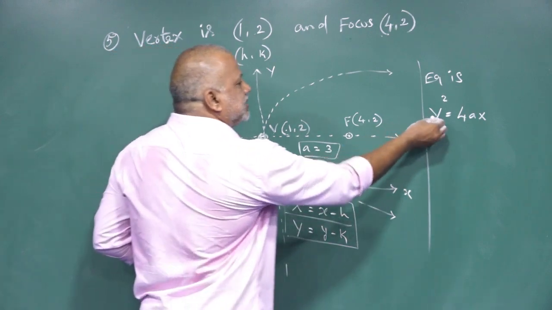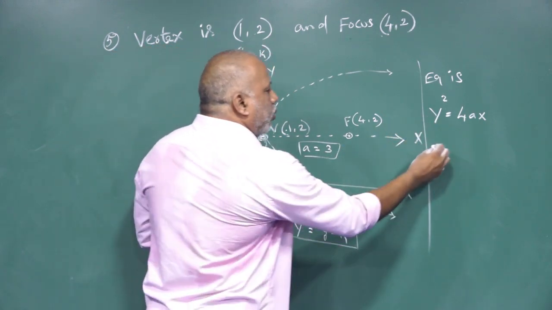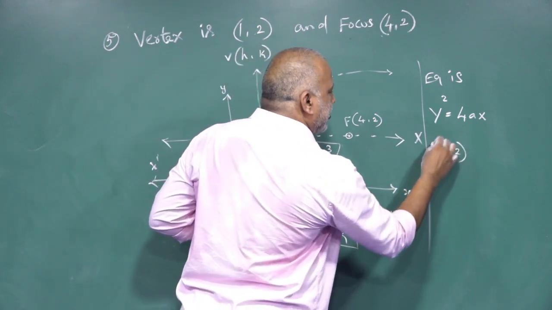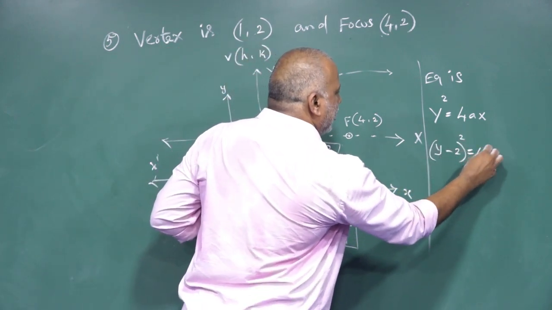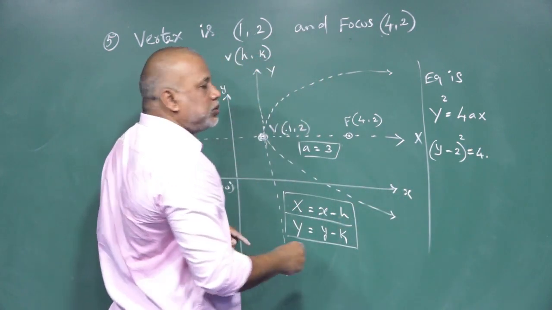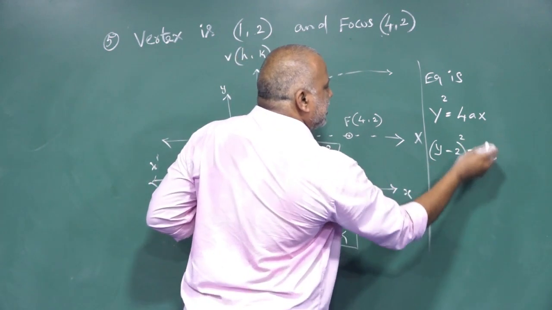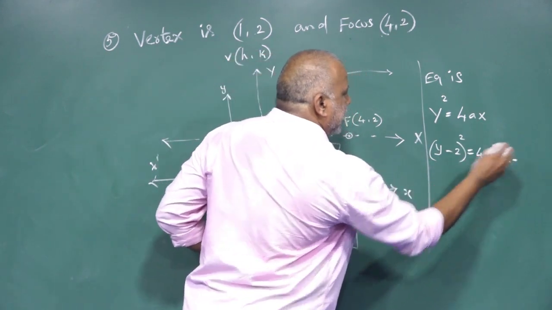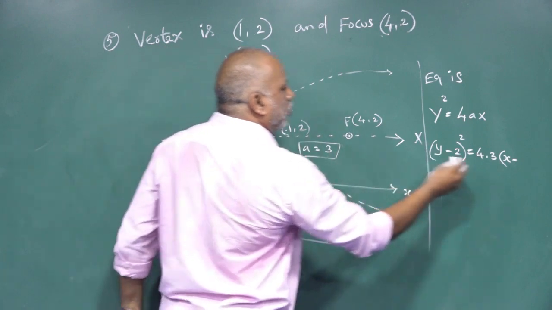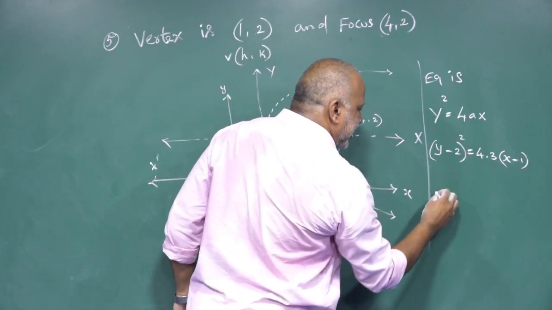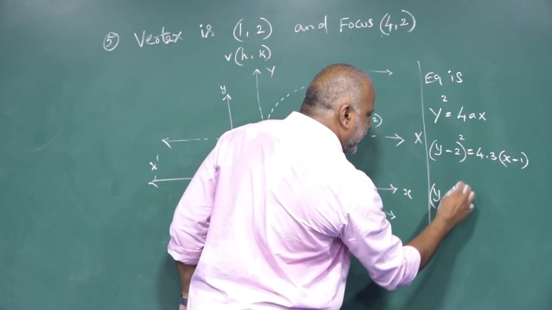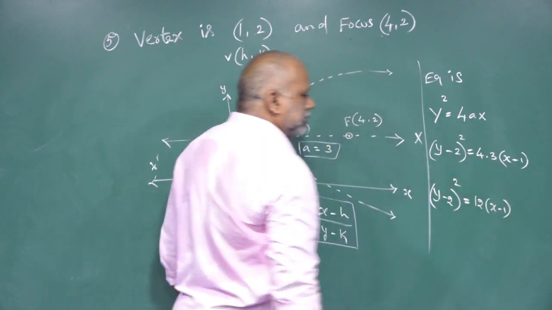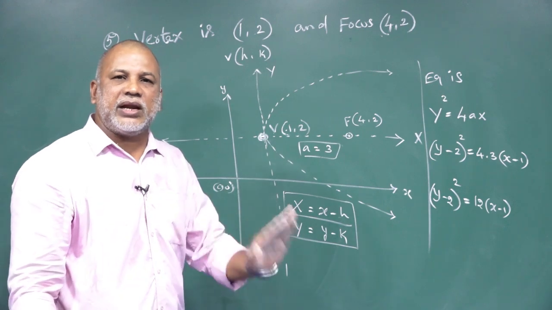So we can replace Y by y minus k. K is here 2. y minus 2 the whole square equal to 4 into the value of a already worked out. This is 3. Then capital X is replaced by x minus h. What is the value of h here? 1. So we can say y minus 2 the whole squared equal to 4 threes are 12, x minus 1. This is the equation of the required parabola.